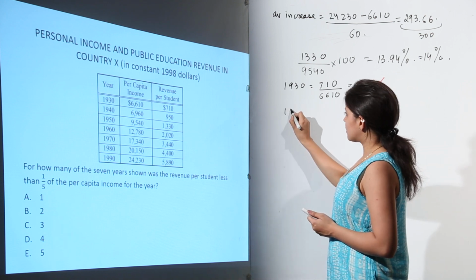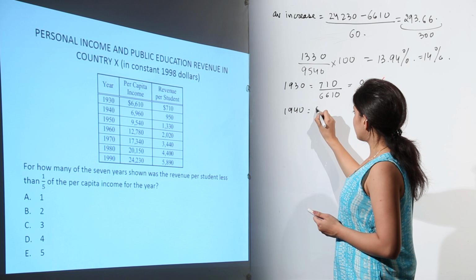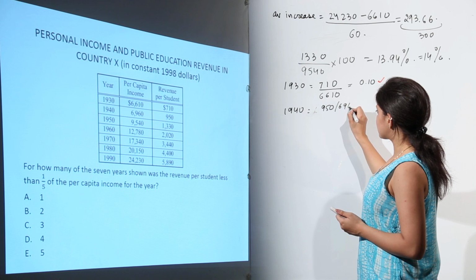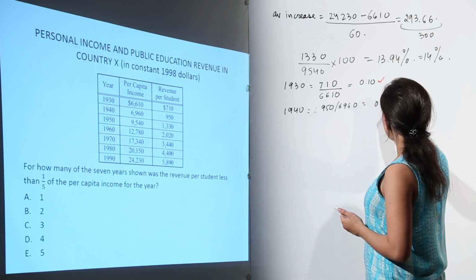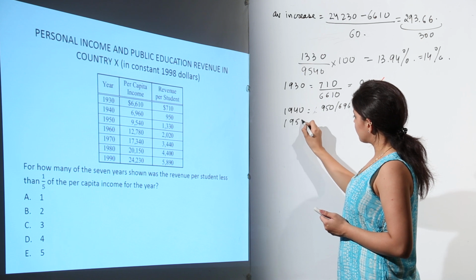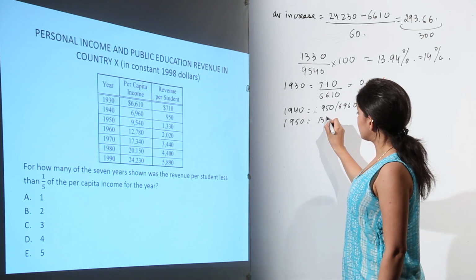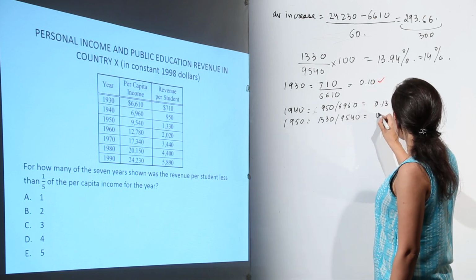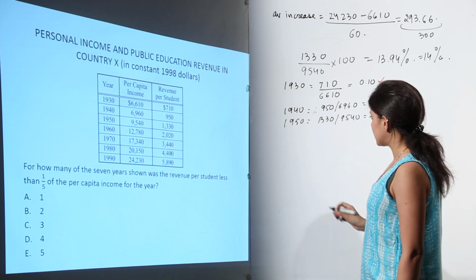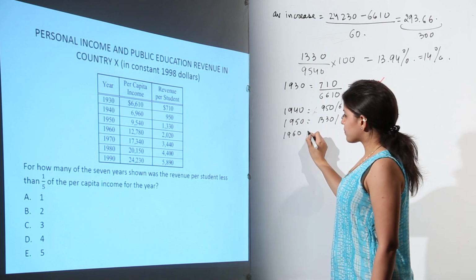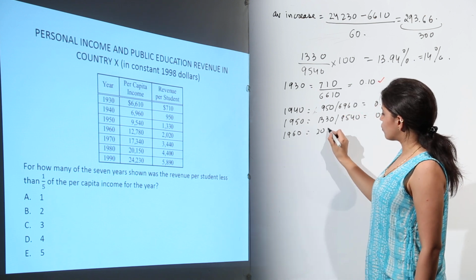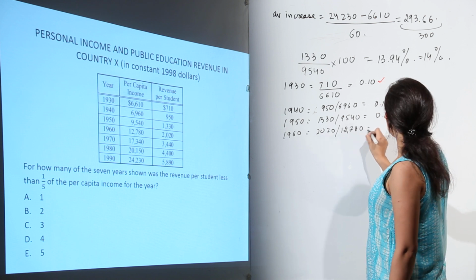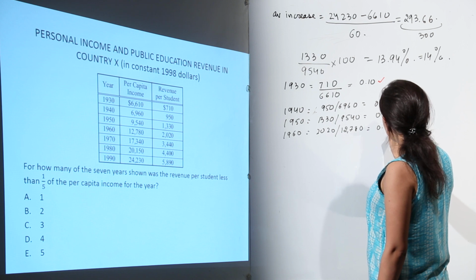For 1940, if we calculate, we have to divide 950 by 6960, which will give us a value of 0.13. For 1950, we have to divide 1330 by 9540, which will give us a value of again 0.139 something. For 1960, we will divide 2020 by 12,780, and we will get a value of 0.15.